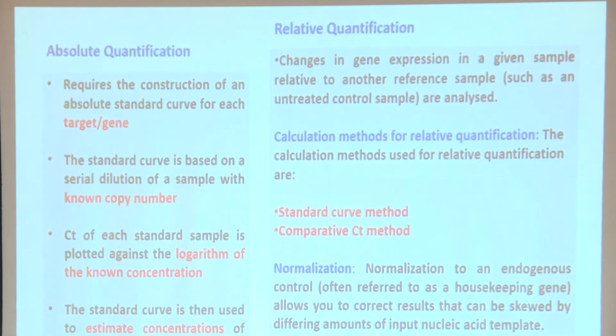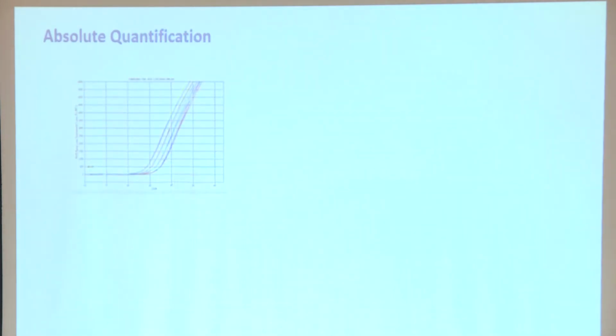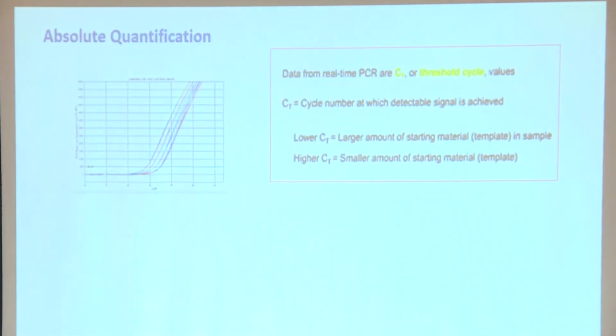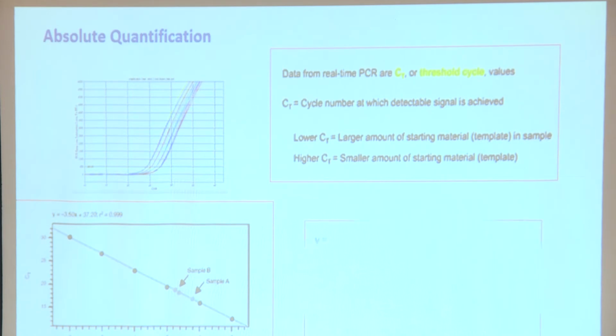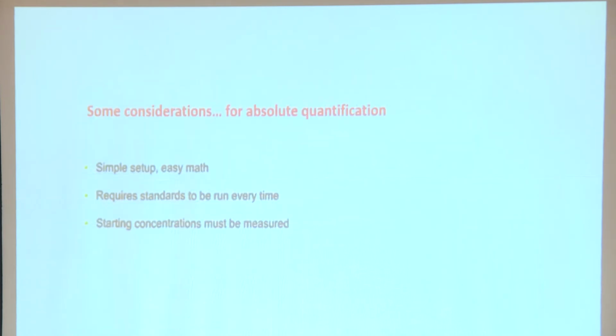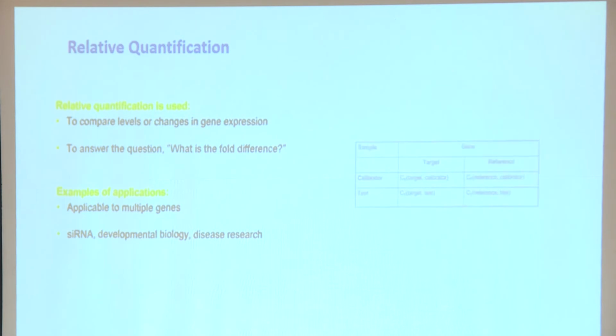This is relative quantitation. Changes in the gene expression in a given sample relative to another reference gene are analyzed. For calculation methods for relative quantitation, there are different methods, and we need to do certain activities like normalization, and of course, you have to use a reference gene. Remember, basically you have to use, I will take you to that particular point. This is very, very important.